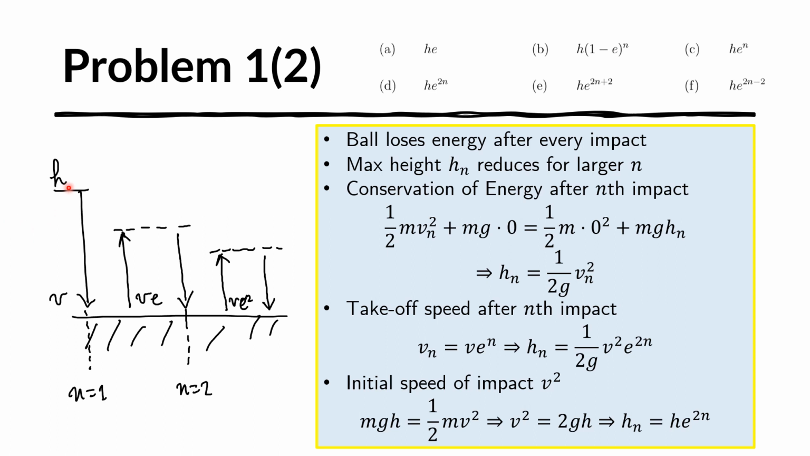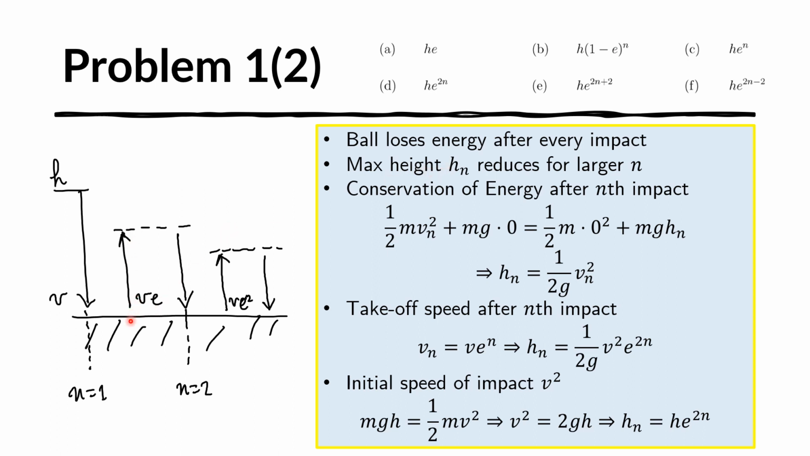In this problem, we start with the height h for the ball, and then it falls to the ground. And when it falls to the ground, just before it hits the ground, its speed is v. This is the first impact, n equals 1. And then it bounces off. However, the collision is not elastic, meaning it loses energy to the floor every time it bounces off the floor. And so the maximum height also reduces.